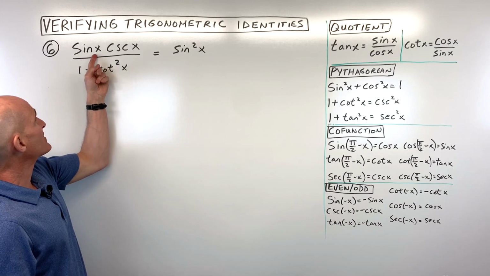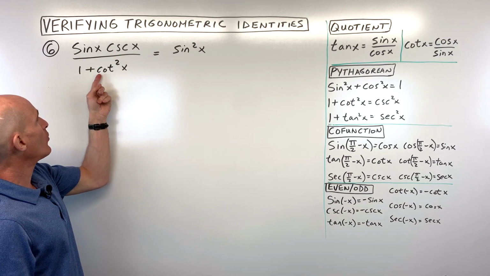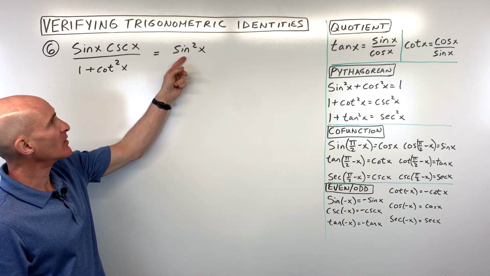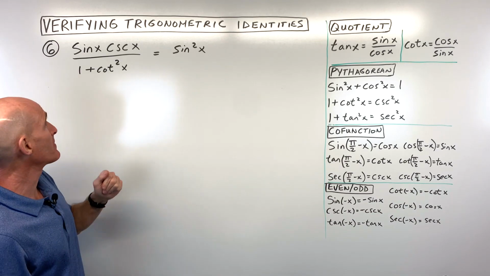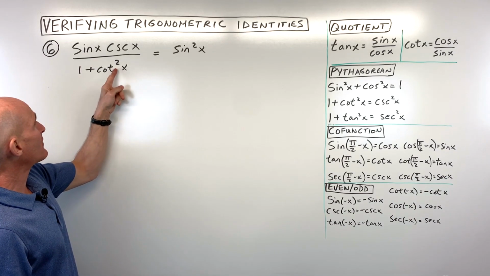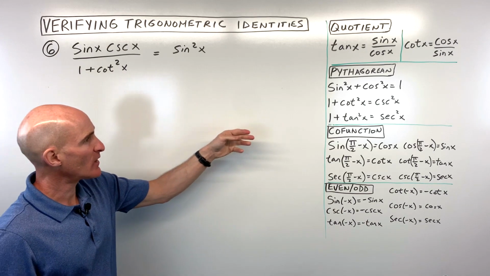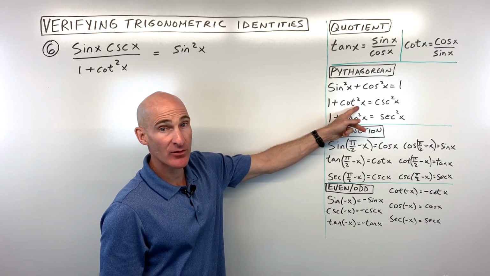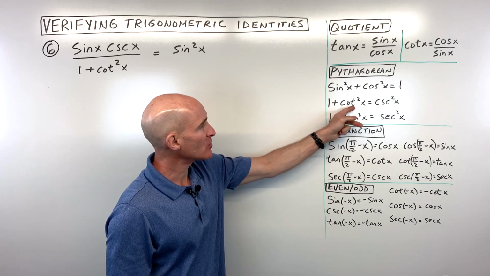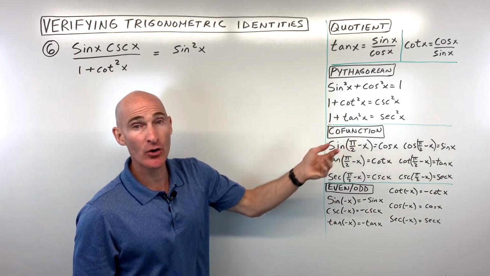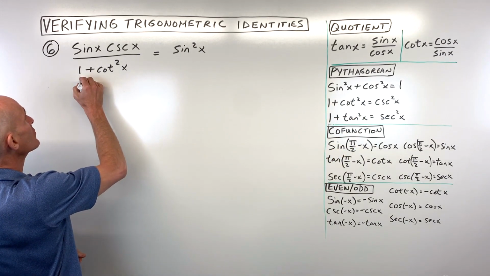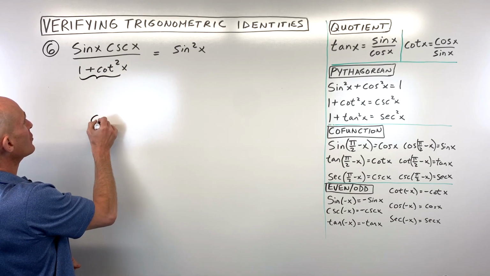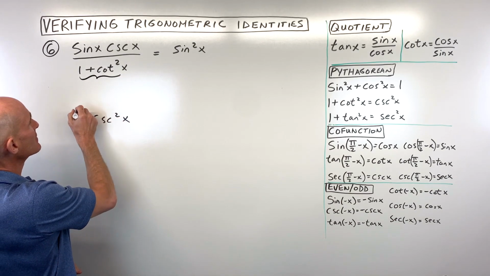This one, let's see, we've got sine x times cosecant x over 1 plus cotangent squared x, and we're trying to show it equals sine squared of x. So I notice I've got this cotangent squared of x, and usually when I see the ones that are squared, I think of the Pythagorean trig identities. 1 plus cotangent squared is equal to the cosecant squared of x. So we can replace this with cosecant squared x.